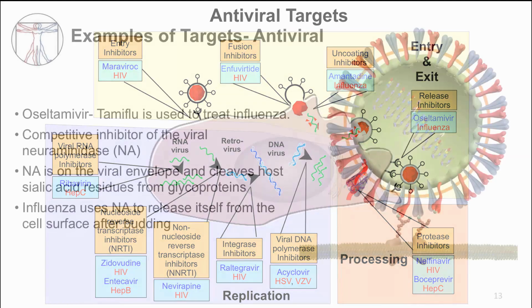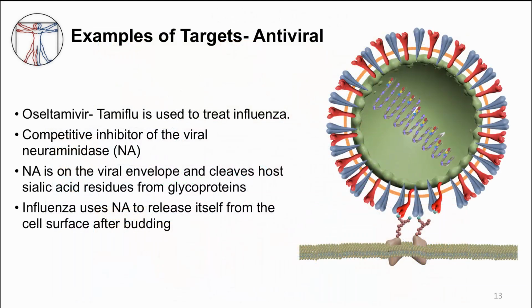To illustrate the point about antiviral targets, I'm going to use a medication that treats influenza. It's called oseltamivir, or you might have heard the name Tamiflu. This antiviral targets how the virus exits. It's a competitive inhibitor of neuraminidase, and here it's shown as the red protein on the envelope of influenza.